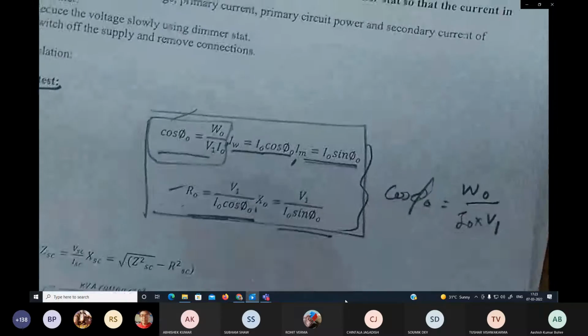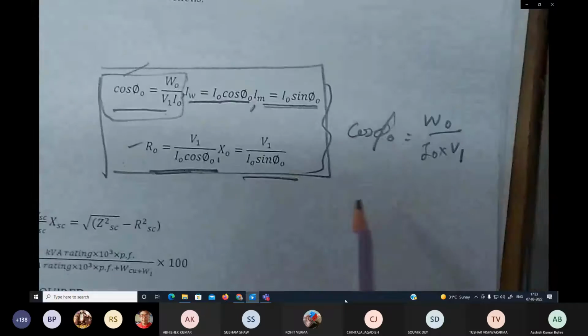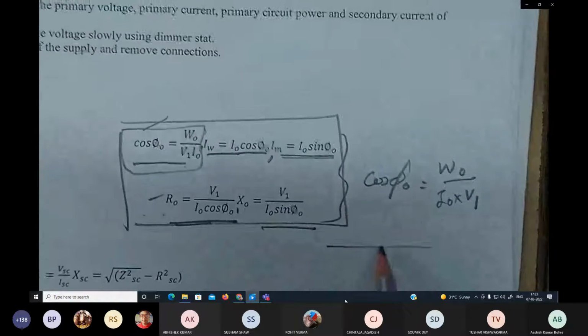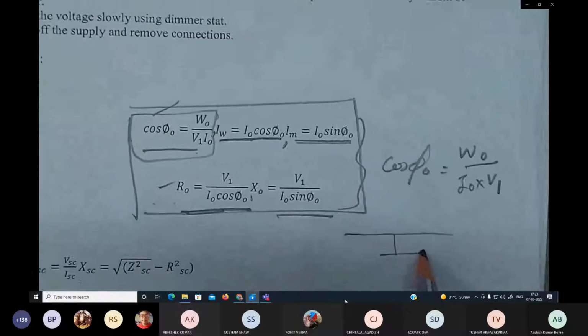IW equal to I naught cos phi naught. Magnetizing component, it is basically I naught into sin phi naught. Just put the value, you will get this value. After that, it is already discussed in the theory, and if it is not discussed, later on it will be discussed.